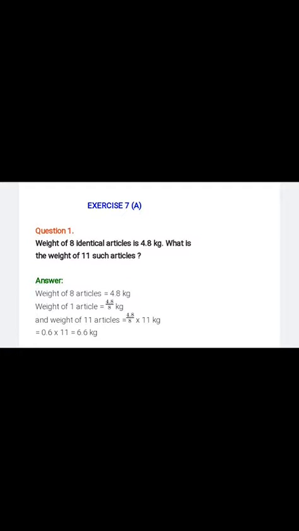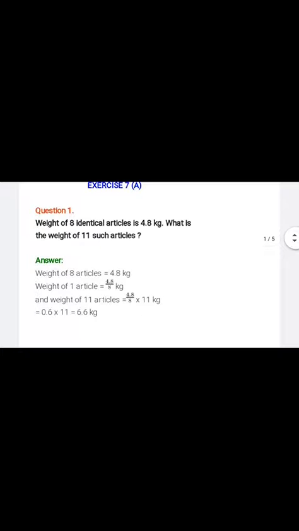Hello friends, now we are going to study the unitary method chapter. This chapter is very easy. Unitary method means first we have to identify the unit value. First we have to find the unit value. Now see, depending on this chapter, we will see exercise 7a.